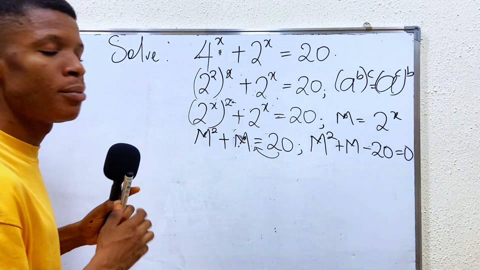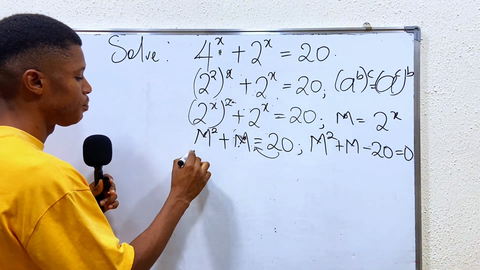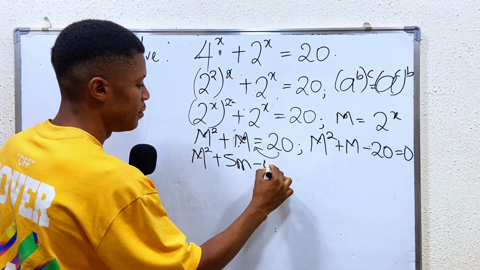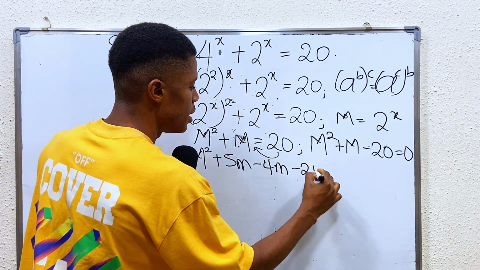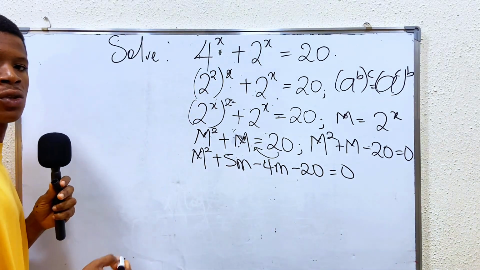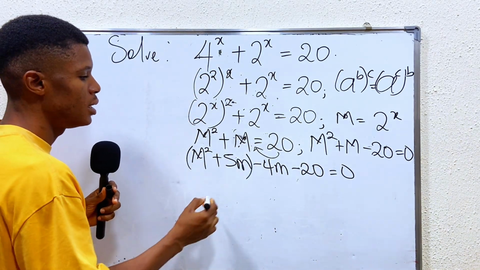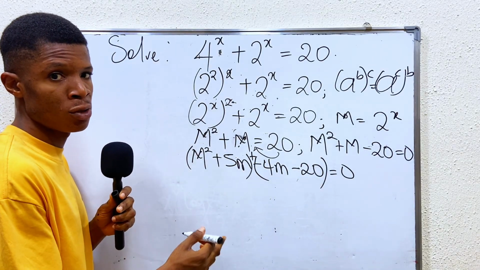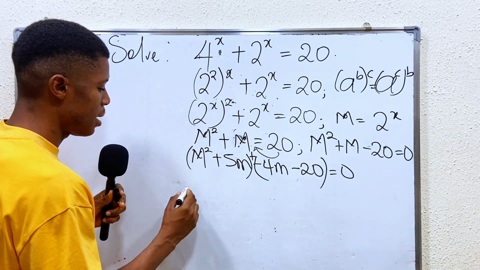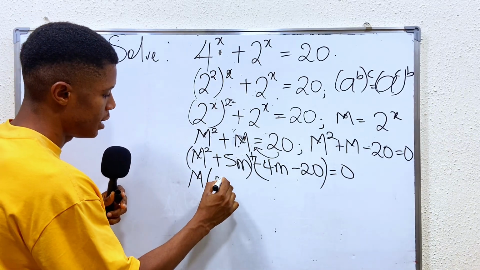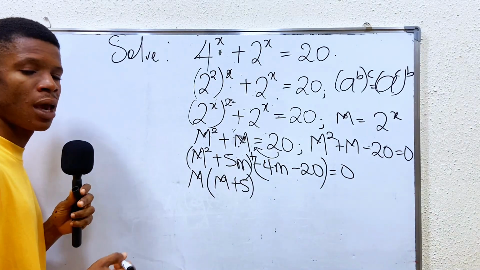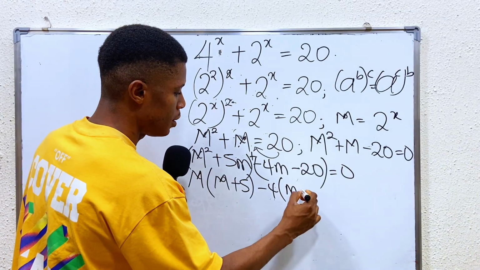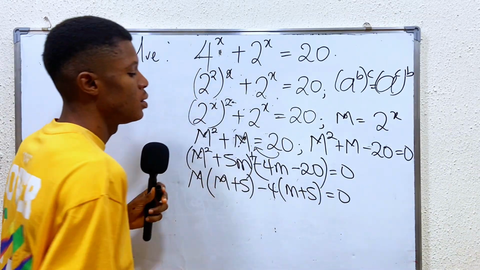So we use it to expand the middle term. And that gives us that m squared plus 5m minus 4m minus 20 is equals to 0. So we factorize out. I put a plus here so that it's not just multiplication. So we factor the common term m. If I factor m, I'm left with m plus 5. Okay? Then here I'll factor minus 4. If you factor minus 4, you are left with m plus 5. And that's equals to 0.